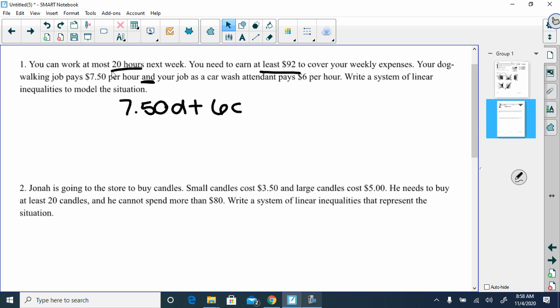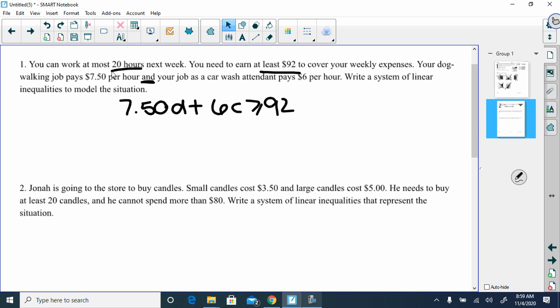Okay. And then it says we had to earn at least $92. So if I need at least $92, does that mean 92 or more or 92 or less? 92 or more. So what inequality would show that this is more or equal to 92? So that's what I need. Did you have a question? Alright, so that's the one for our money, right?